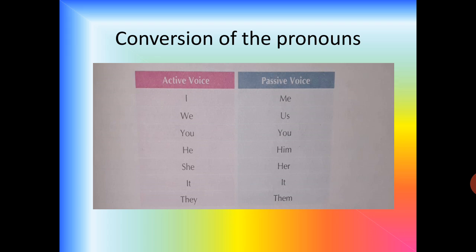One more important thing to keep in mind is the conversion of pronouns. The pronouns are also converted. How? I becomes me when it is changed into passive voice. We becomes us. But you remains the same. Yes, in passive voice also you remains you. He becomes him. She becomes her. It remains the same as in active voice. And they becomes them. So you have to keep all these things in mind while changing from active to passive voice.